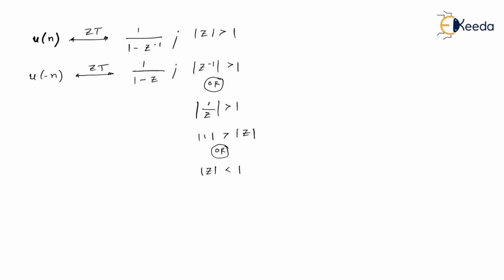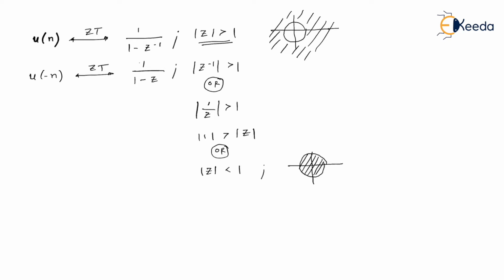So initially we had the ROC like this. We have the unit circle. The ROC says it is mod of Z greater than 1. Initially the ROC was the area covered outside the unit circle. And here when I say mod of Z less than 1, then again I am drawing the unit circle, but this time the area inside the unit circle is a part of the ROC.